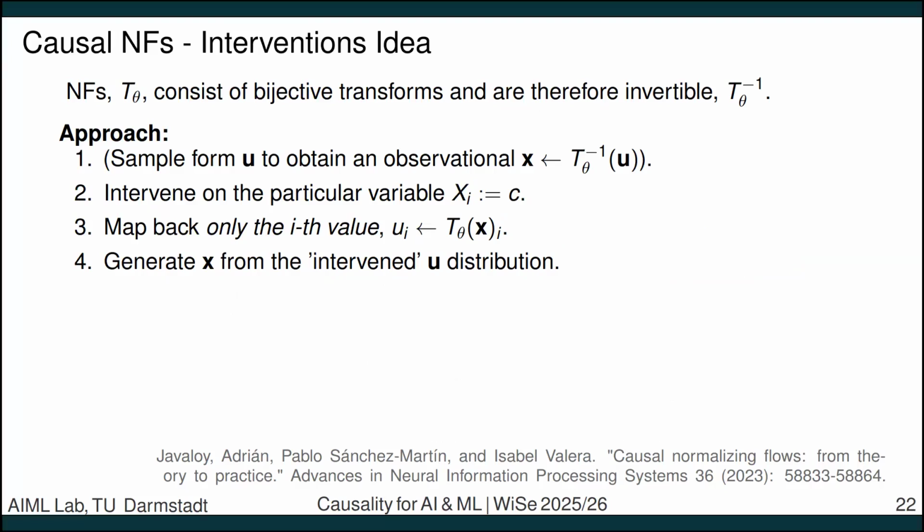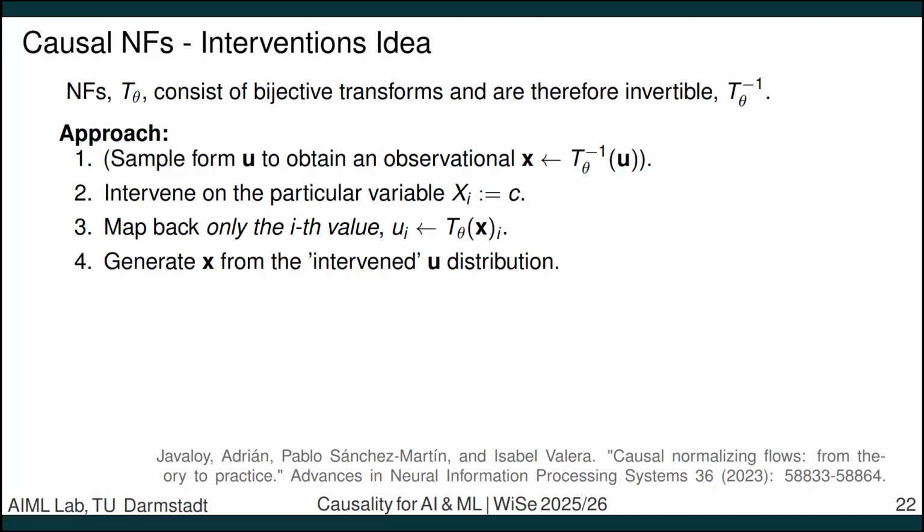We intervene on a particular variable and set its value to C. And for that intervened variable, only for this one, we invert the normalizing flow to obtain the intervened u. So we don't change any u above or below, but only for this one we consider what this u would have looked like if we intervened on that variable.